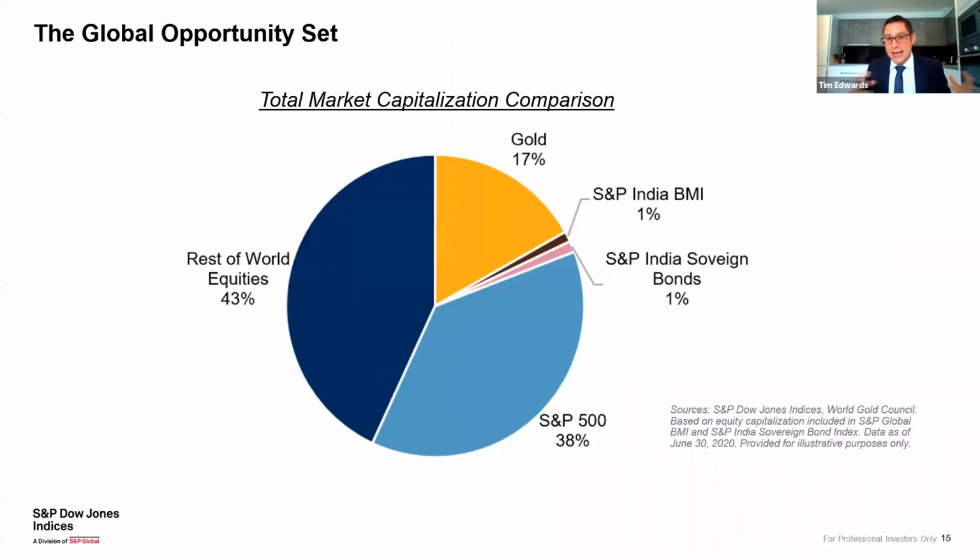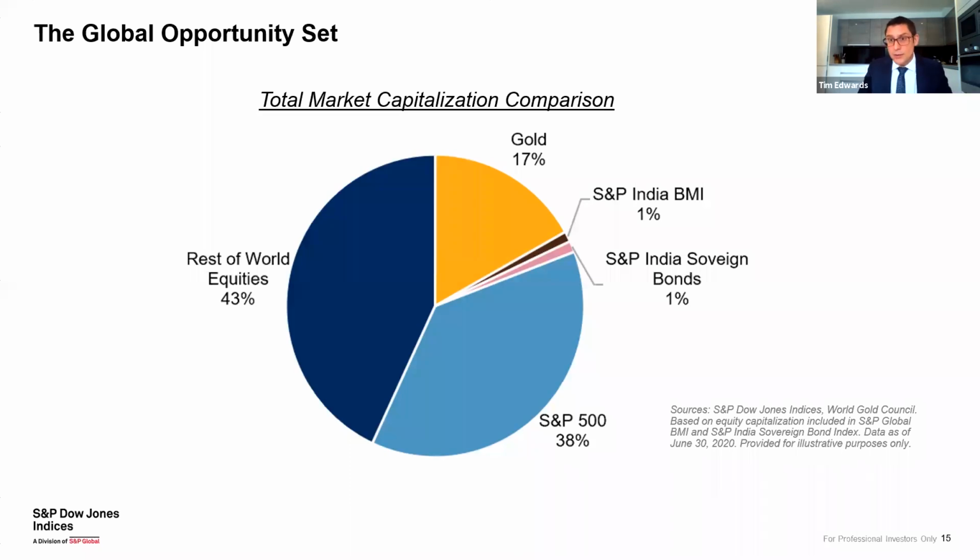And the answer is that actually, if you look at the total market capitalization, there is plenty of opportunity out there. And we will talk more about this, but just looking at the total market cap compared to each other: gold, based on the World Gold Council figure, is the value today of all the gold that's ever been mined, which I think is about 200,000 tons, versus all the rest of the world equities, and versus Indian equities using the BMI, Indian sovereign bonds using our index, and the S&P 500.